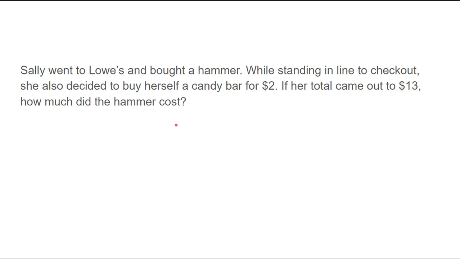So I'm going to use H to represent the hammer. And I'm going to put 13 because that's what the total came out to, right? All right. So I'm going to put H plus 2, right, equals 13. The hammer plus the $2 for the candy bar gives me $13 that she spent.